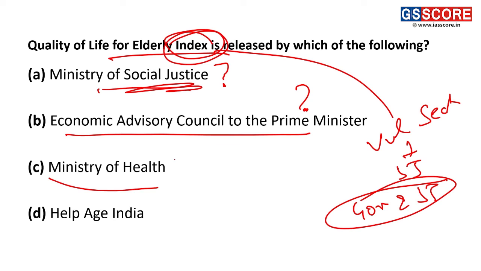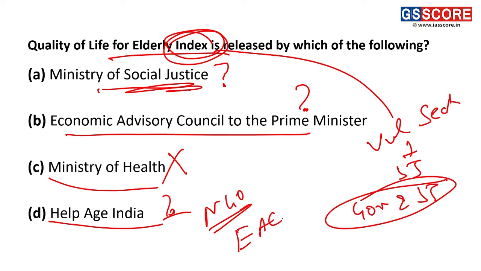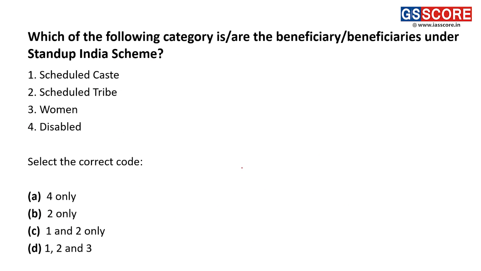Ministry of Health, remotely connected, but not to all aspects of life, so highly unlikely. HelpAge India, again, an NGO working for elderly, can be, because these NGOs and civil society organizations do come up with such indices. So we have three options that are close. So if we know, we know. The quality of life for elderly index, it was in news. It was released by the Economic Advisory Council to the Prime Minister. Hence the correct answer is option B. Option B. Moving on.